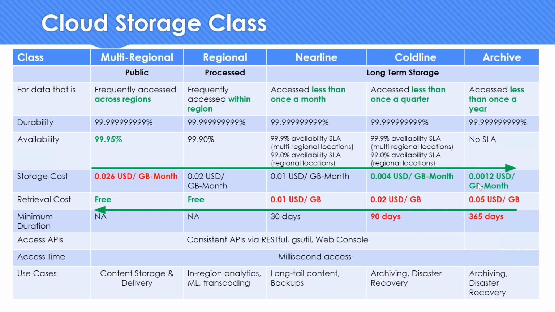Now, if I just deleted an object early, I'm going to incur a penalty. I'm going to see a penalty in my invoice saying that you deleted an object which was archive, which was coldline. But the cost is going to be very, very small because my object size itself was very small. But I have to pay a penalty there.